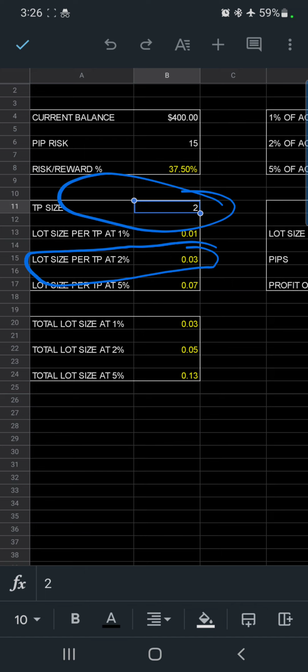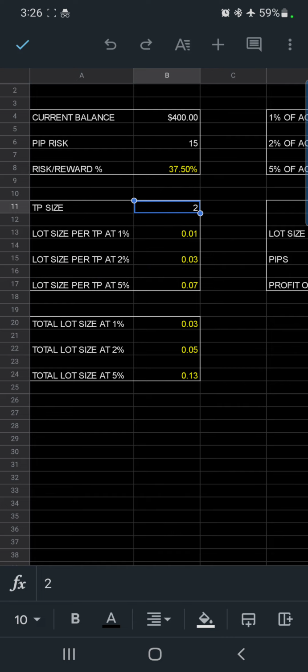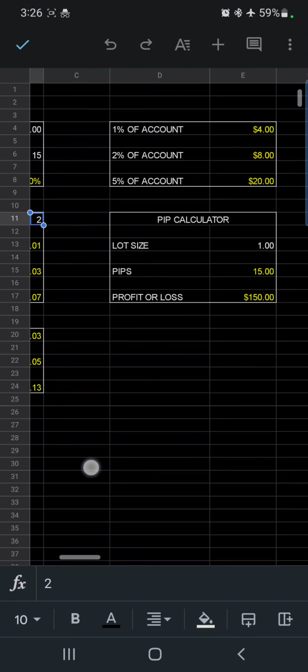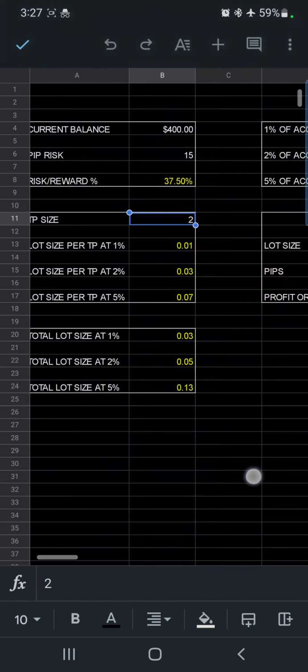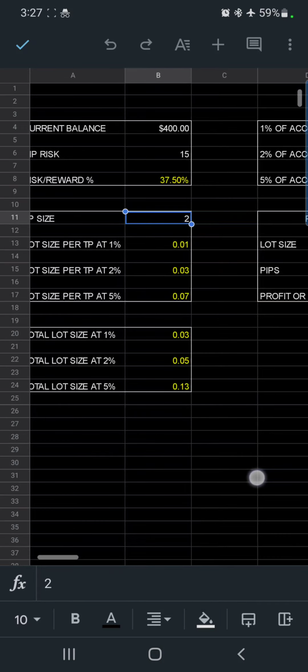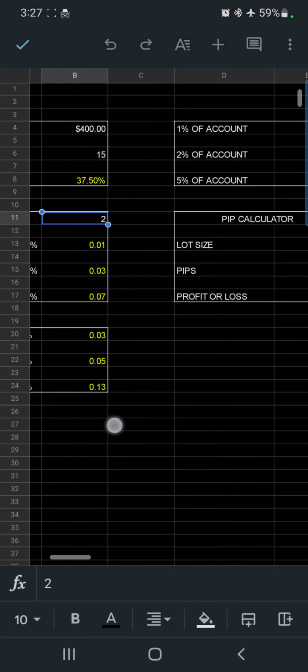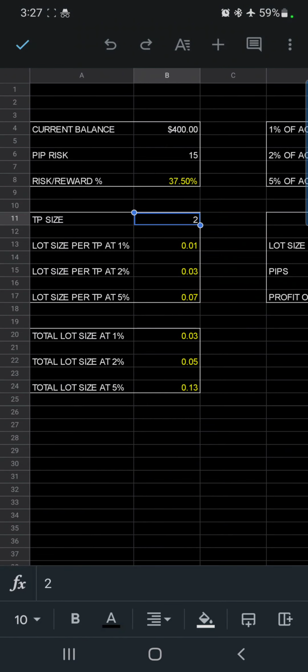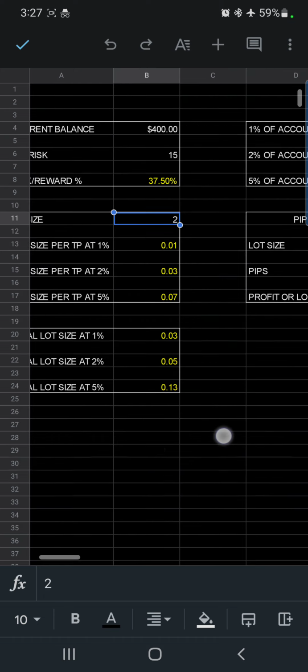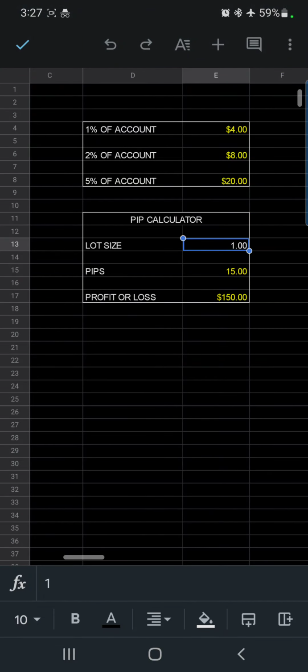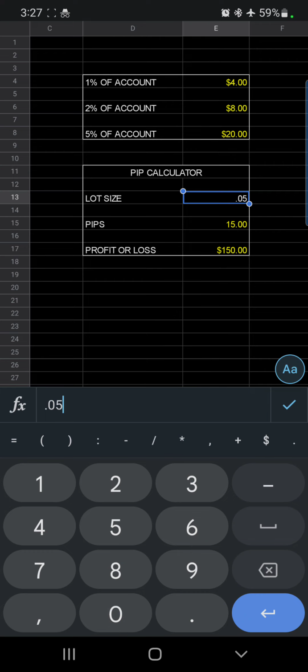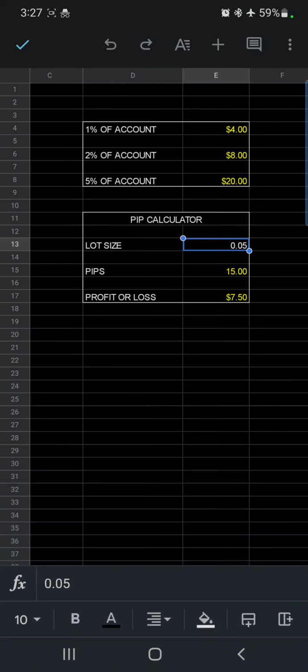Okay? Now, the next question you may ask is, well, how much does that calculate to? I'm glad you asked. So let's take a look. So we have a standalone pip calculator. So we decided that we're going to use the 0.03 per TP level. And to make it easier to see, we have 0.05 as the lot size that we're going to use overall for the trade. So in our pip calculator, we're going to enter in 0.05, right? Right.